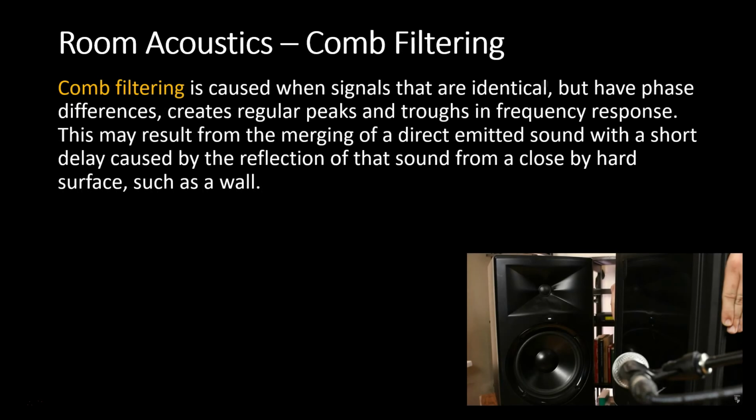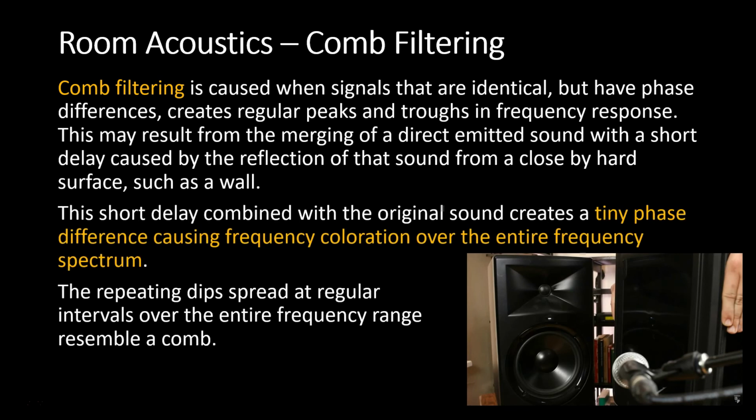One of the bad effects of putting microphones in the wrong place in a room is something called comb filtering. Comb filtering is caused when signals that are identical but have phase differences create regular peaks and troughs in the frequency response when they combine together to either strengthen or decrease the actual sound amplitude at that particular microphone that's picking them up. The short delay combined with the original sound source creates tiny phase differences, causing frequency coloration over the entire frequency spectrum. These repeated dips spread at regular intervals similar to harmonics over the entire frequency range, and they resemble a comb. And here is an example of what this sounds like.